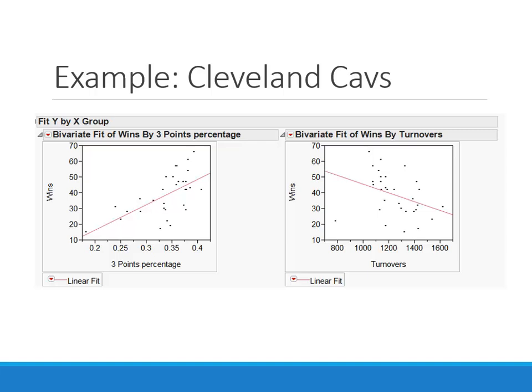Moderate strength. Yeah, okay. It's a moderate strength. I would agree with that. It's not very tightly clustered around that line. But what direction is that relationship? Positive. Yep. Larger 3-point percentage corresponds to more wins.